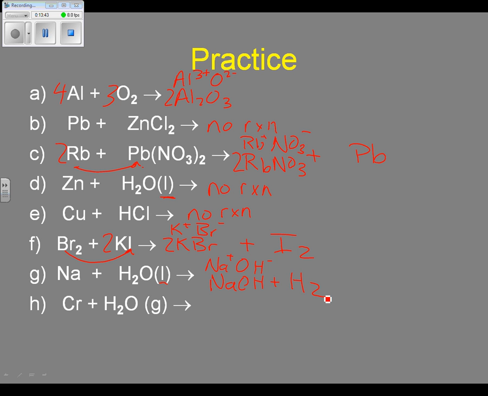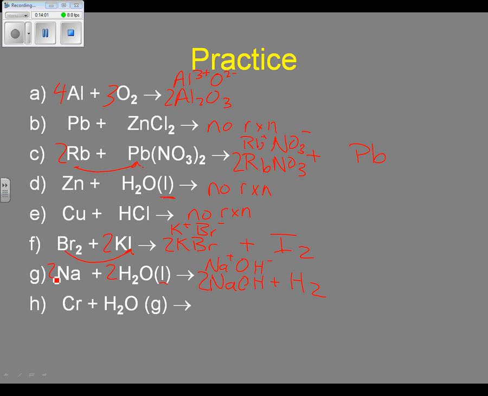I have to deal with my hydrogens. I need to even those up, so let's put a 2 here. That's going to give me 2 oxygens. If I put a 2 here, now I have 4 hydrogens on the reactant side. I have 4 hydrogens on the product side. And I just need a 2 here to balance out my sodiums.